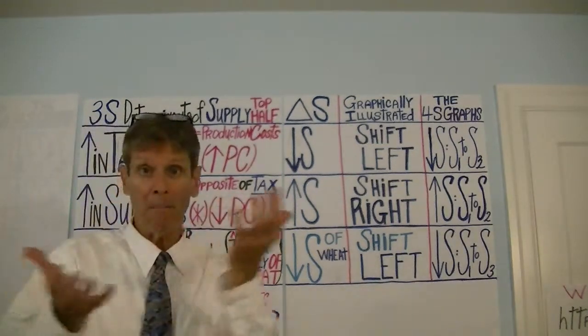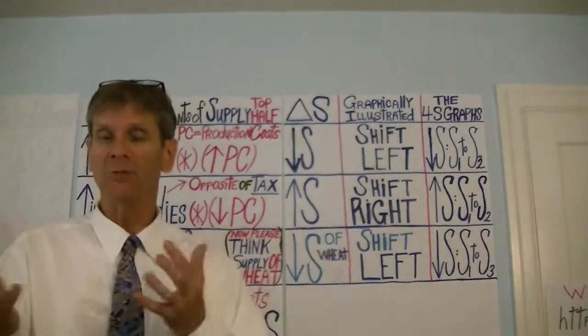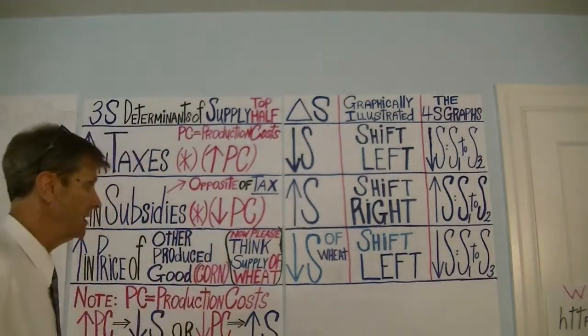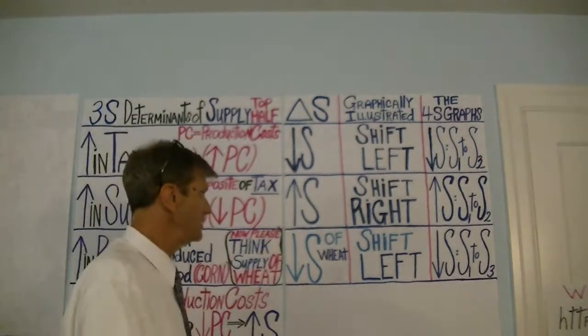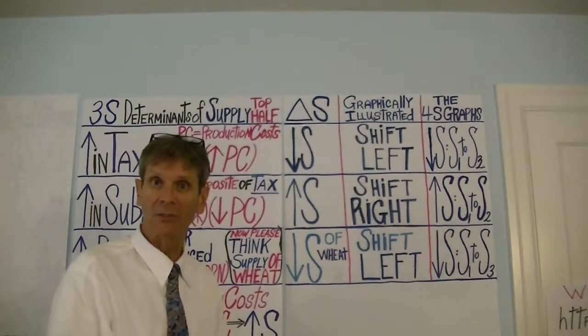Many businesses make multiple goods and services, obviously, right? And they'll do some shifting of production based upon prices, right? And this is what happens. So the decrease in the supply of wheat may be graphically illustrated by a shift left of the entire supply curve.